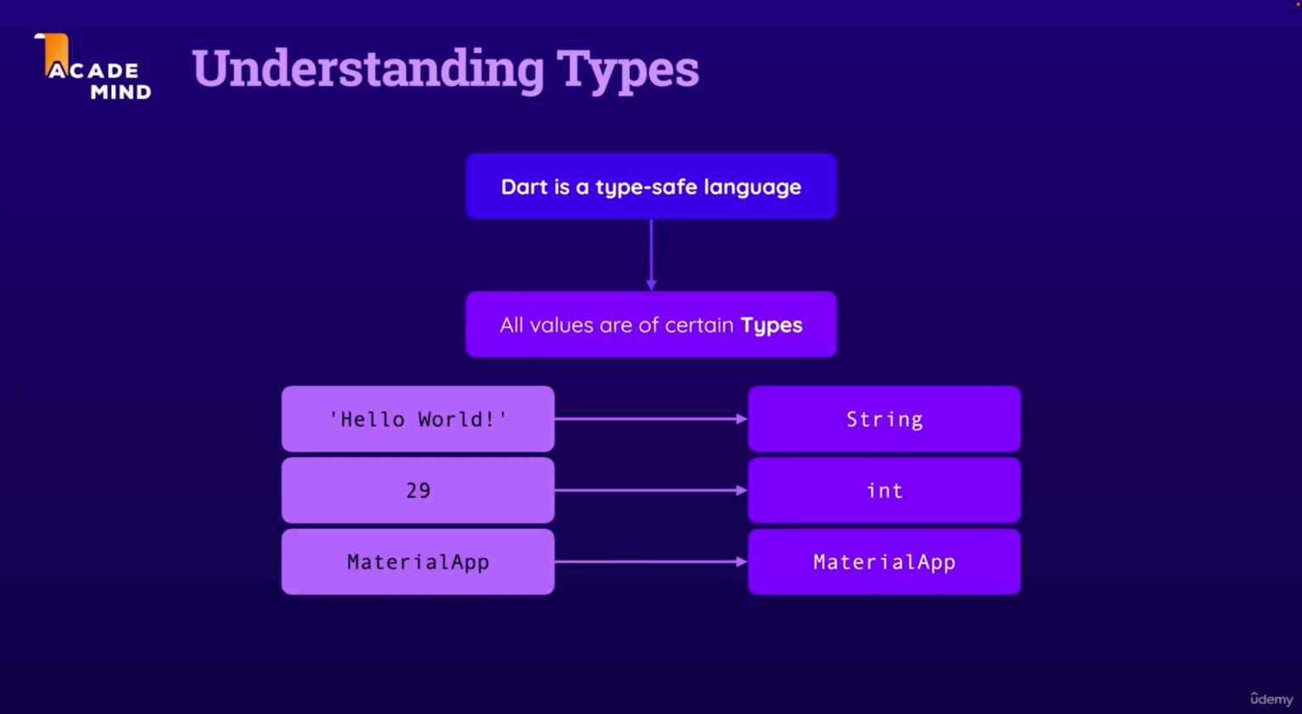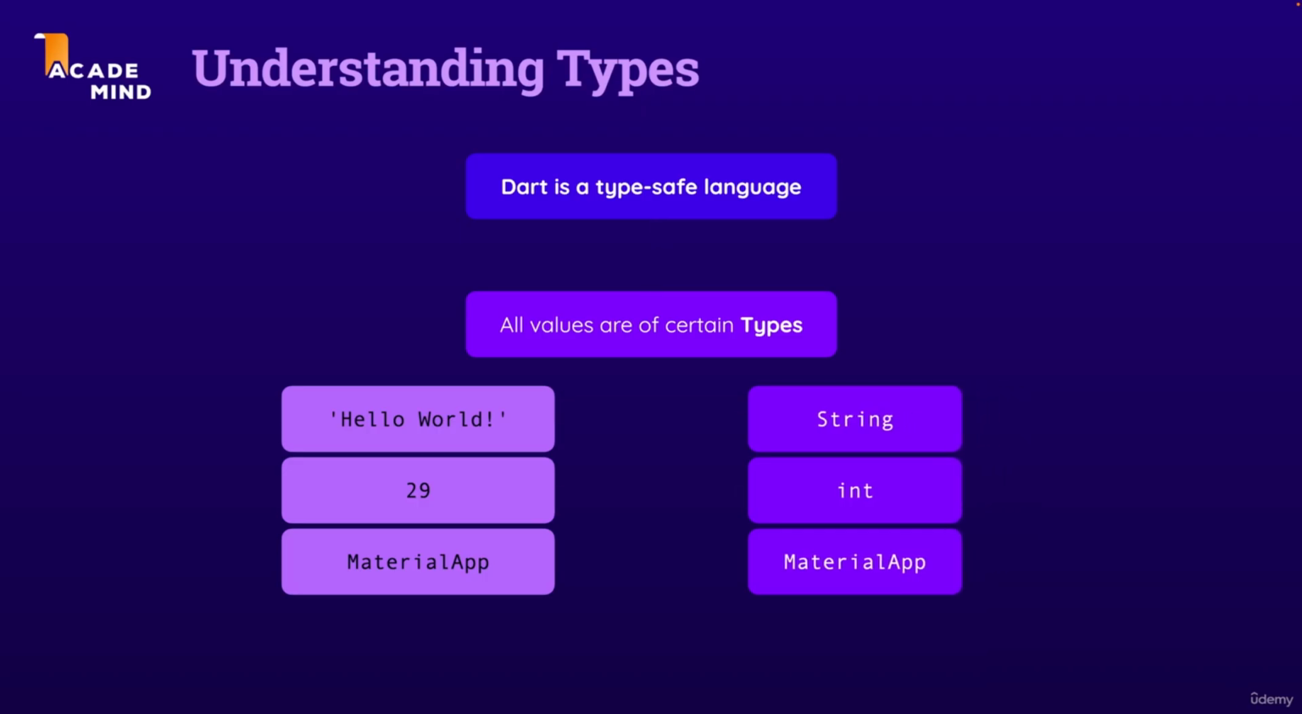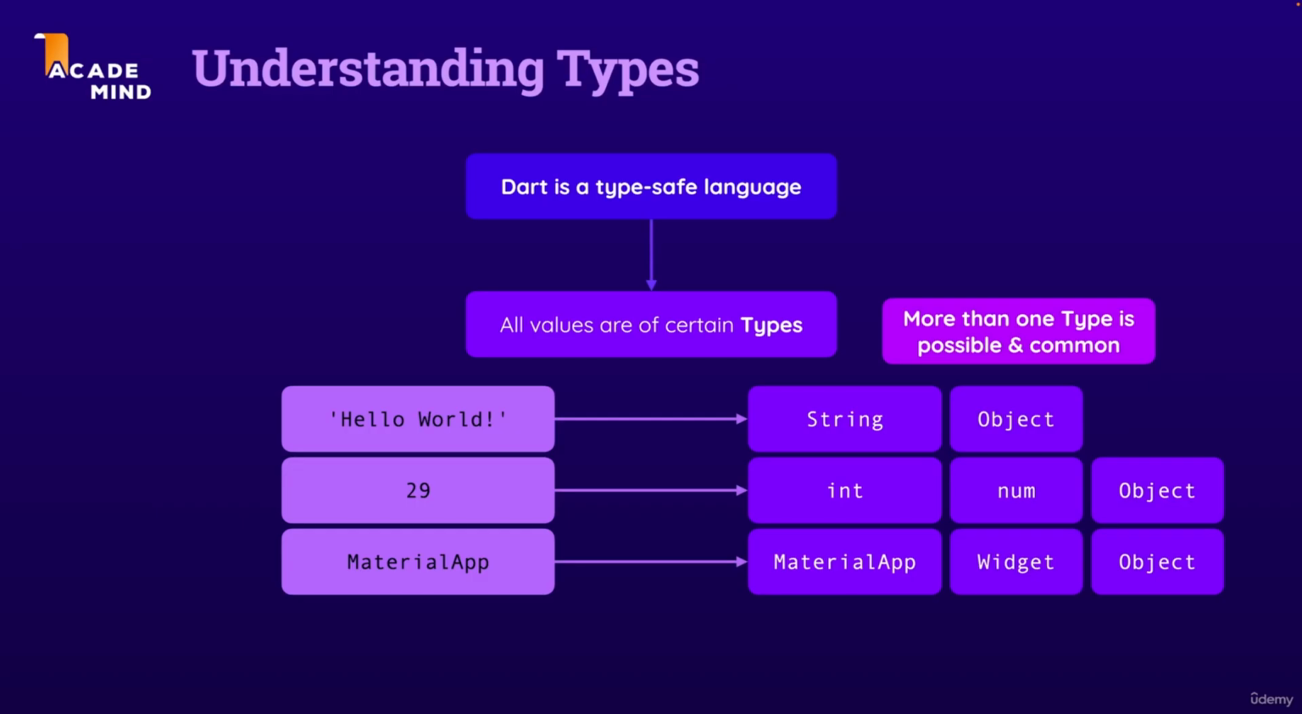And actually, there's not just one type per value, but instead values are typically of multiple types. For example, this hello world text is not just of type string, but also of type object. The number is not just of type int, but also of type num and of type object. And material app would be of type material app, but also widget and also object. So values can be of multiple types. As you see, all values are at least of type object, and then they also have more specific types. And I'll get back to objects and what that's all about a little bit later.